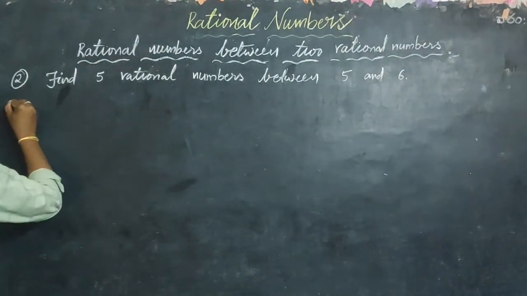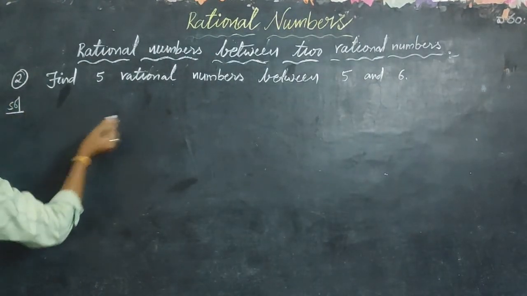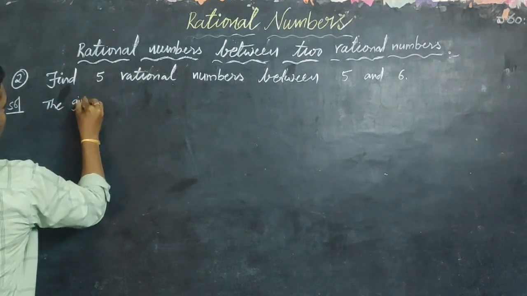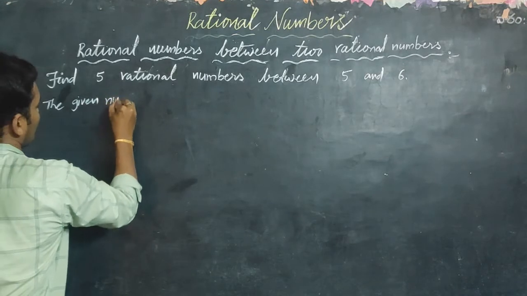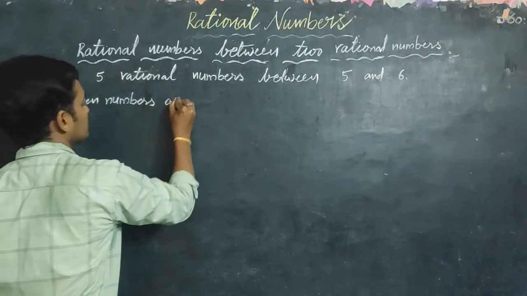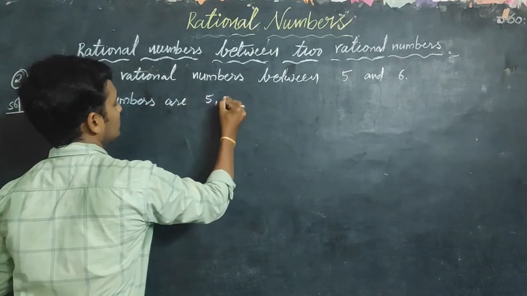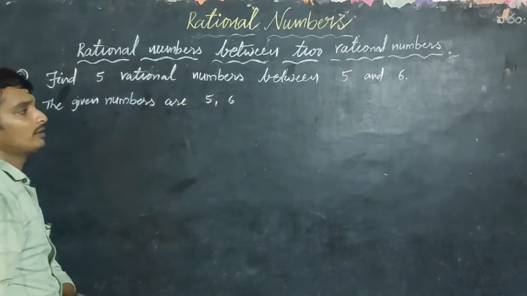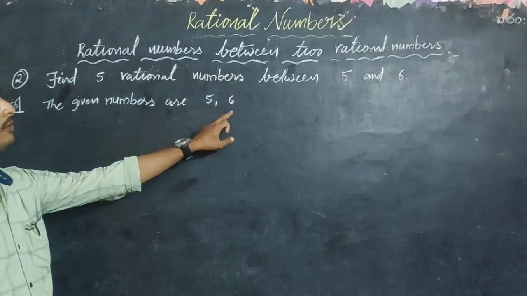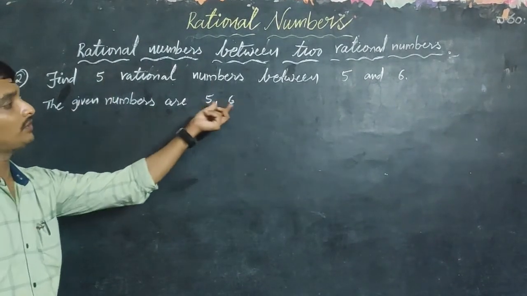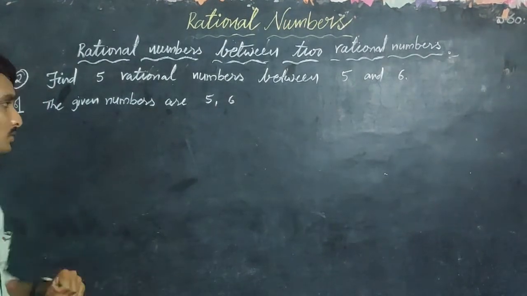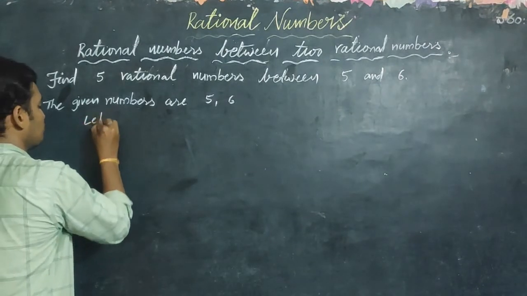Let's see. Look here. What are the given numbers they have given? The given numbers are 5 and 6. They have given two rational numbers, 5 and 6. So we have to find 5 rational numbers between 5 and 6. How many rational numbers are there? 5. So we have to take n is equal to 5.